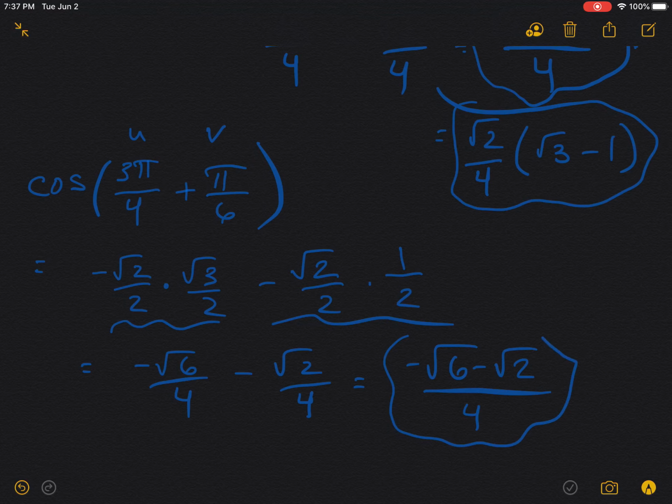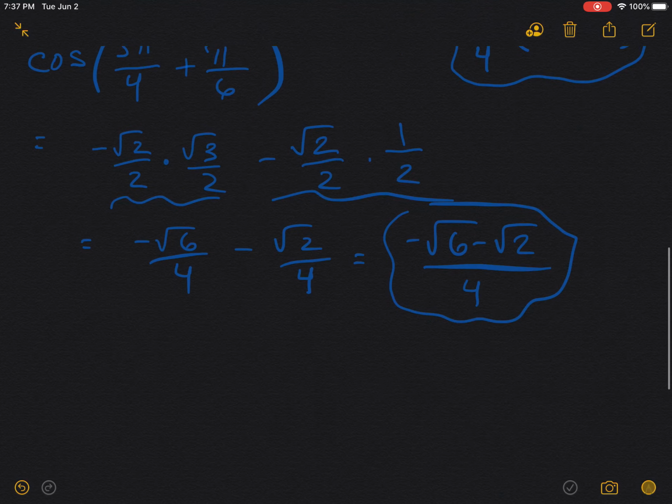Now again, factoring out, which is not too hard, right? We would factor out a negative square root of 2 over 4, and inside would be left square root of 3 plus 1.